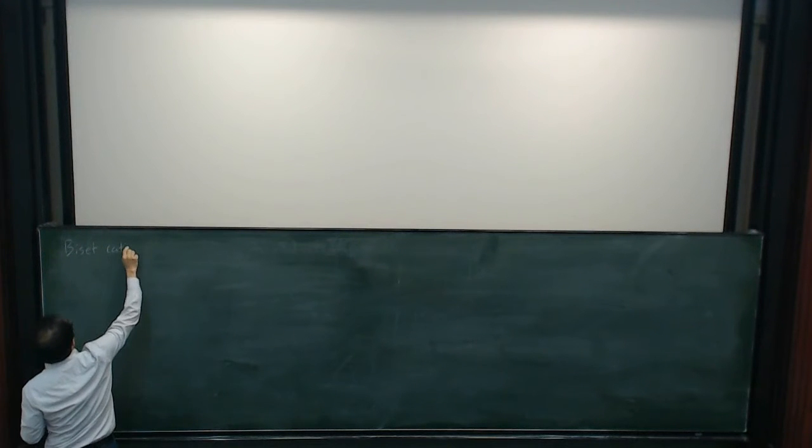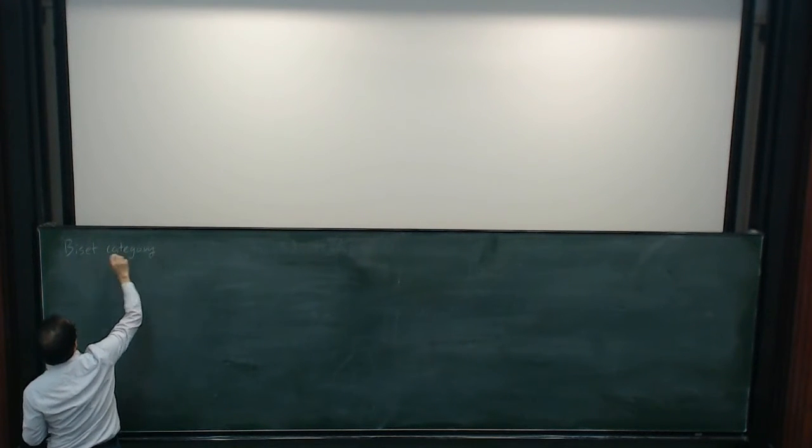I'll mention, and then I'll discuss some general questions about this algebraic construction. So this is a mix of things. I'll start with the biset category. In the end, for me, Mackey functors will be additive functors from this category.